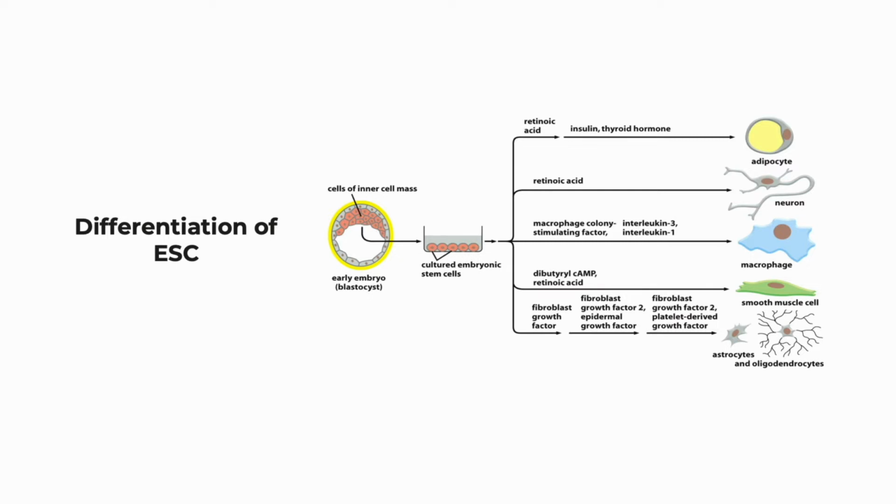And this can be adipocytes, neurons, macrophages, smooth muscle cells, or astrocytes and oligodendrocytes. A different combination of growth factors, proteins, signals, and peptides all generate different cell types. And there are certain protocols for each different cell type that we can generate in labs.